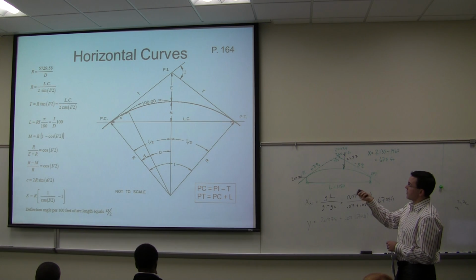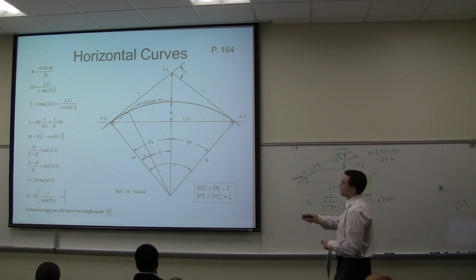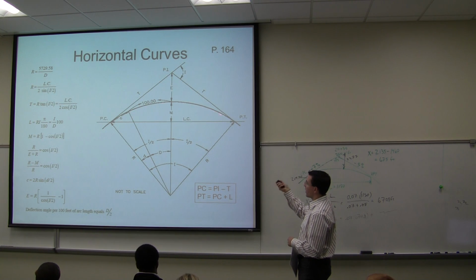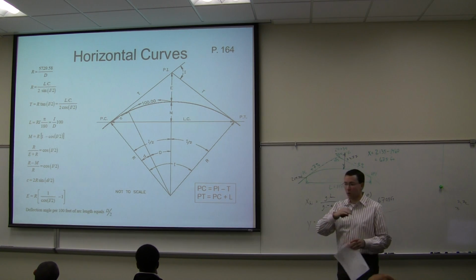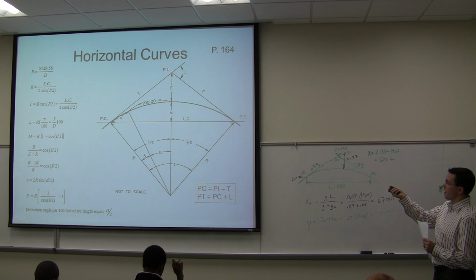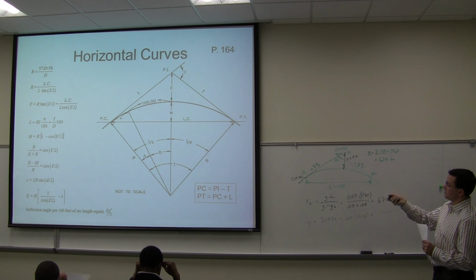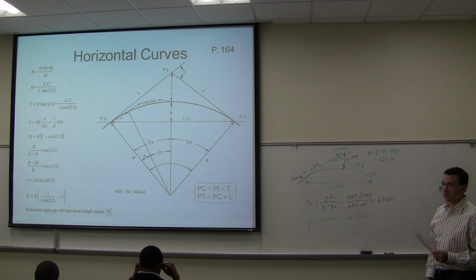You cannot take the PI and add the tangent distance to get that PT station. You have to go back to the PC because we want the stationing along the center line of the roadway. For roadway construction, we need that reference to be along the center line. If you just take PI and add T, that's basically assuming that this distance is the same as this distance, which it's not.